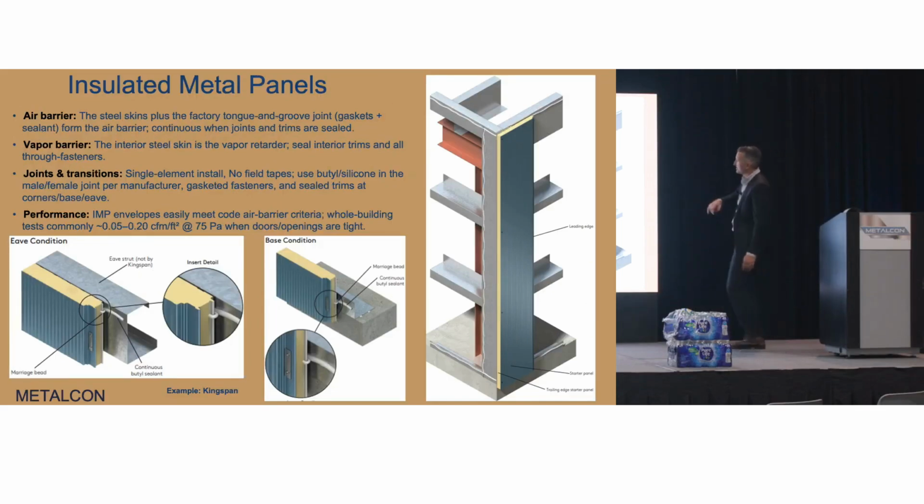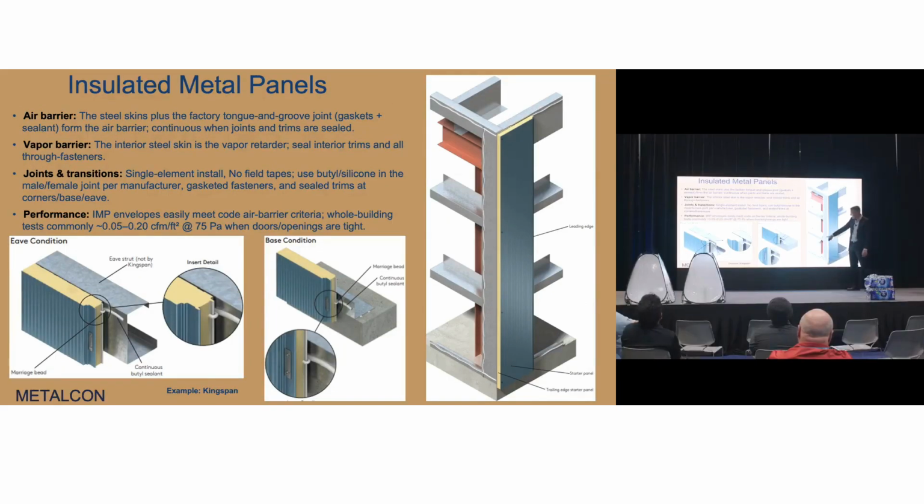So here we can see some of the installation details, the same as the rigid board, because we're outside of our framing. We're going to use some butyl sealants to tie all those pieces together to make sure we have a good transition from our wall to our roof. Inside our corners, we're going to put our fasteners in, and our IMP performance, we talked about this earlier with our air barriers. We are down here at some of the lowest values overall.